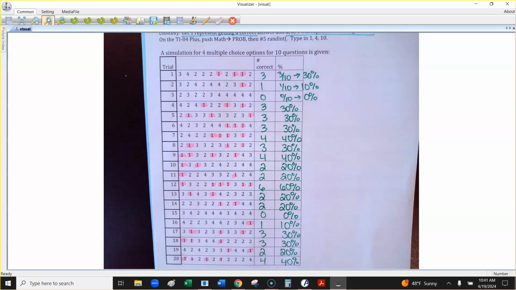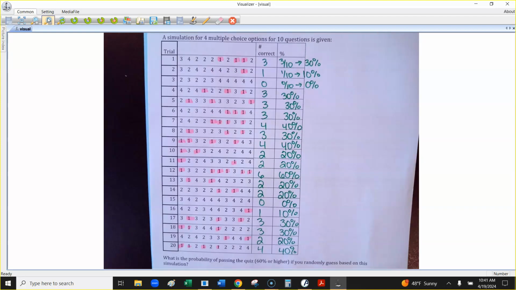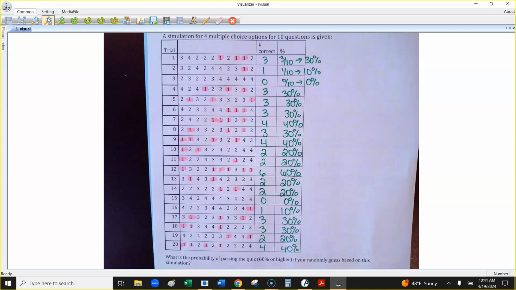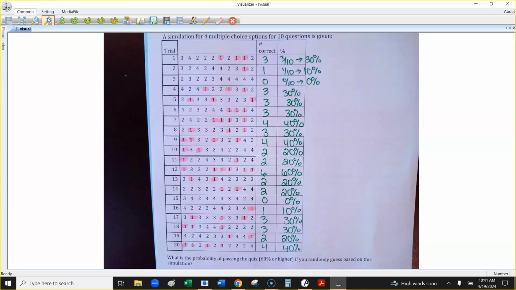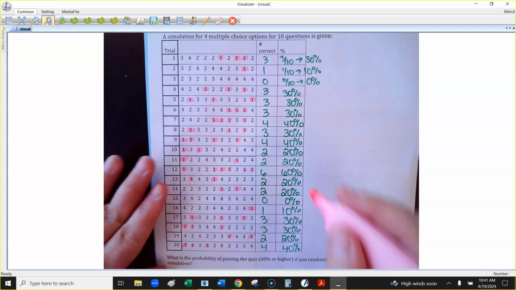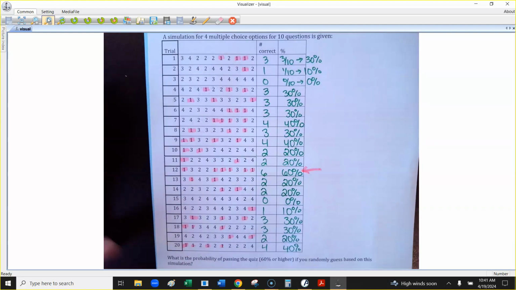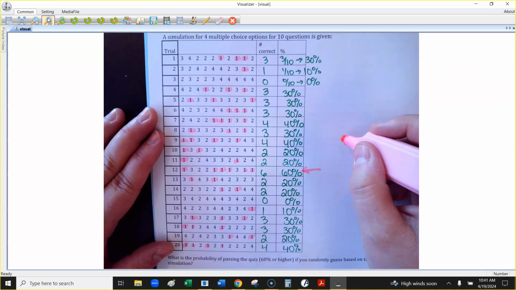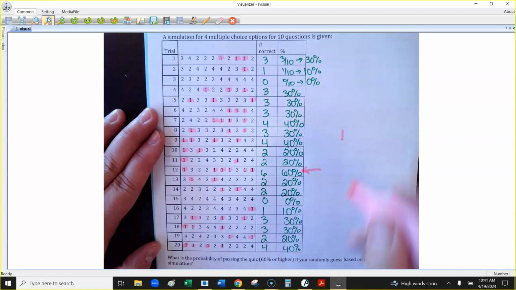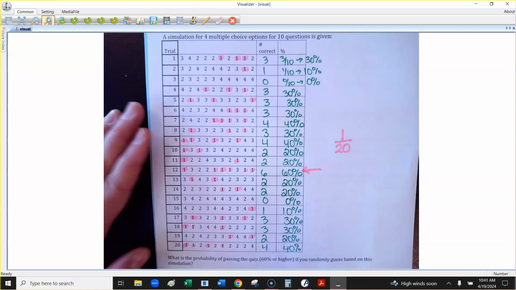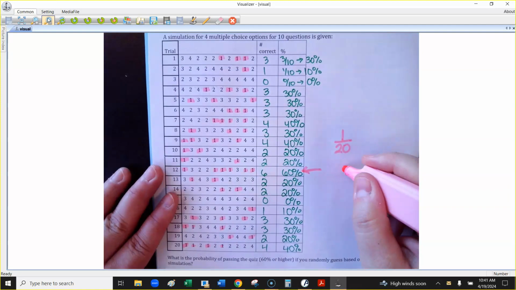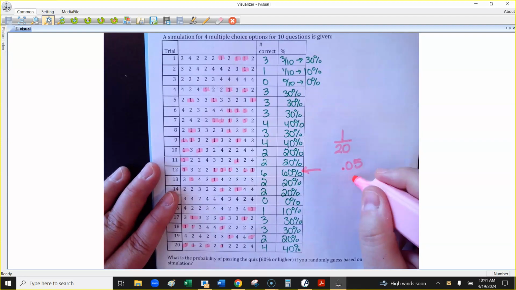Now, the question at the bottom here says, what's the probability of passing the quiz, which passing grade would be 60 or higher, if you just randomly guess based on the simulation that you have in front of you? Did anybody pass this quiz? Literally just this one person in line 12. That's the only person that passed this. Everybody else's scores are way below that. So I have 20 different trials listed, so your probability here would be 1 out of 20. So this would be 0.05 as a decimal, or only 5%.